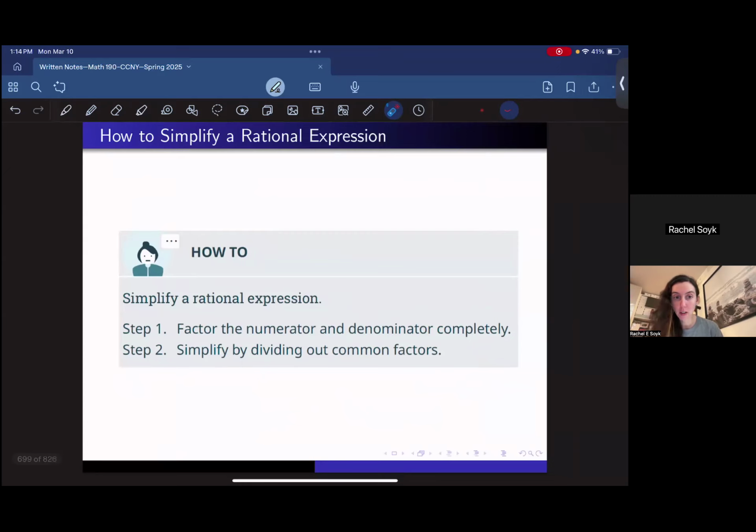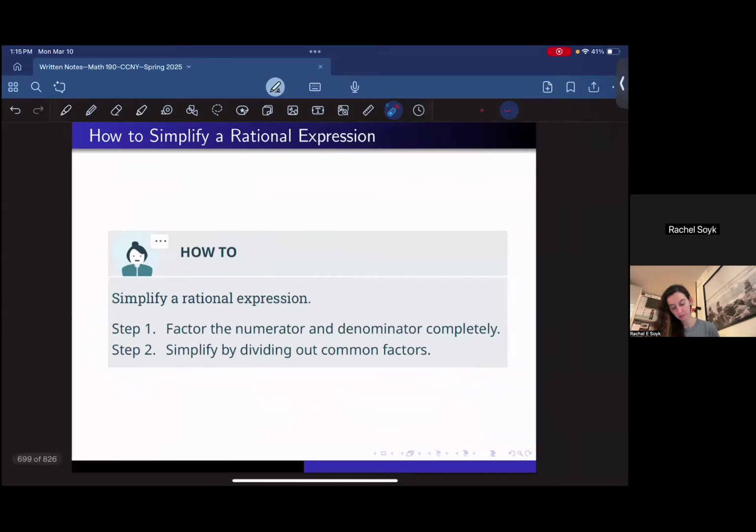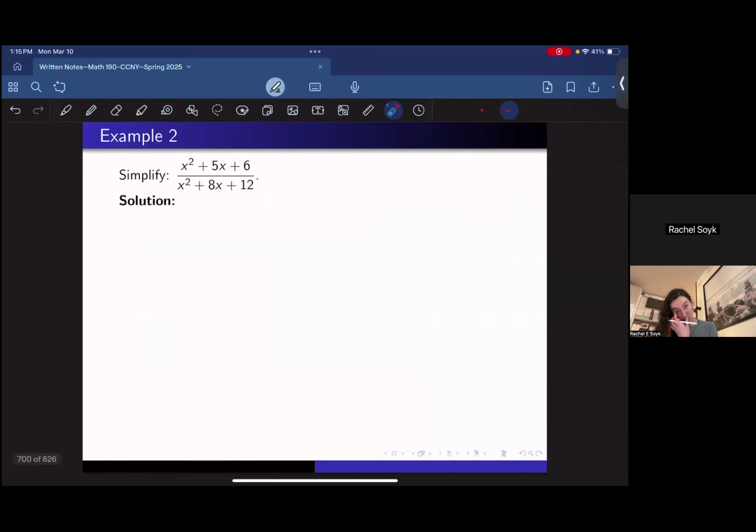How to simplify a rational expression. These are the short steps in order to do so. You just want to factor the numerator and denominator completely, and you do that by finding common factors between the terms or numbers that we're looking at. So knowing this, why don't we look at example 2 here? Once again, we can utilize our famous factoring techniques that we learned earlier throughout this course.